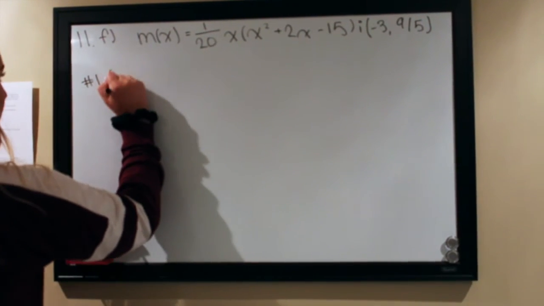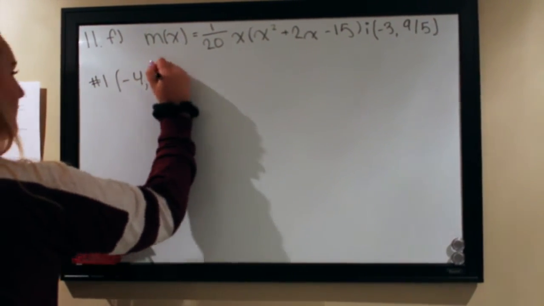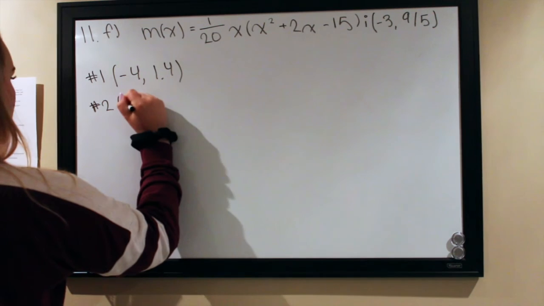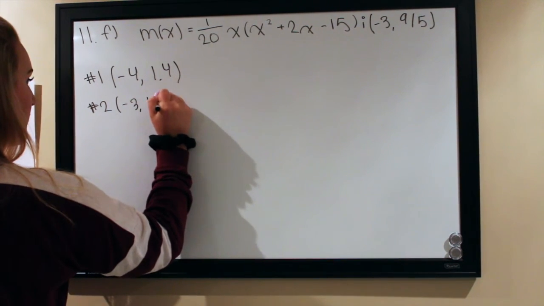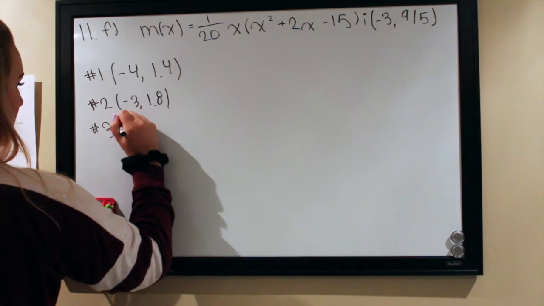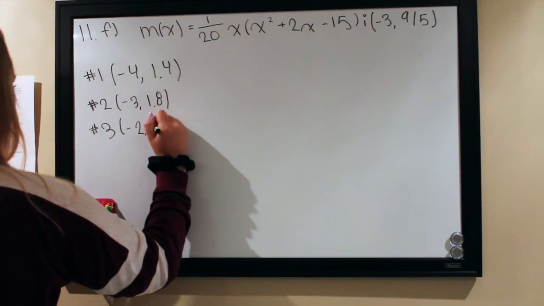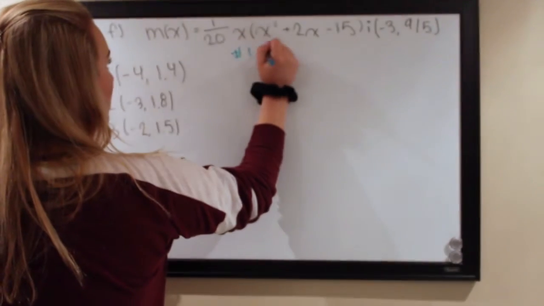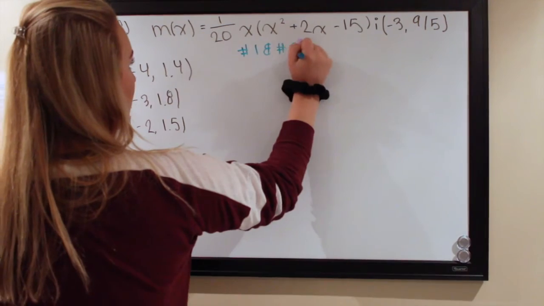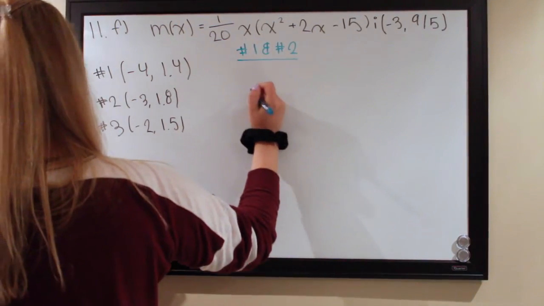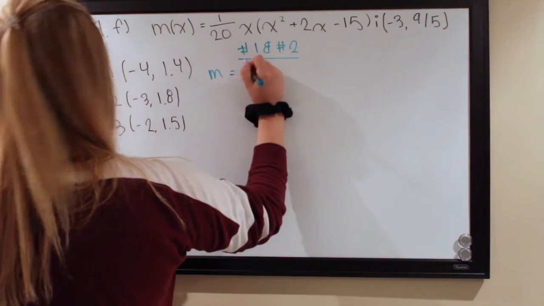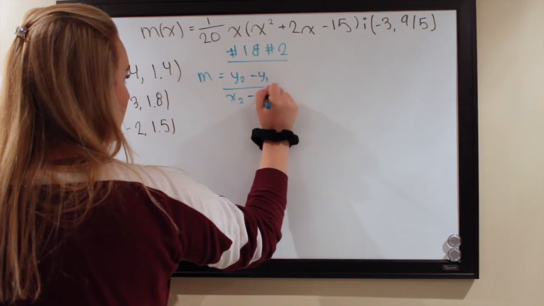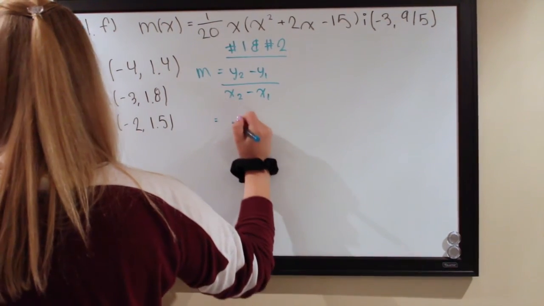To further explain why the point is a maximum, we can use the slope formula to calculate the instantaneous rate of change of the points to either side of negative 3 and 9/5. These are the coordinates that will be used in the slope calculations. Coordinates 1 and 2 are used to calculate the slope of the first tangent line. Coordinates 2 and 3 are used to calculate the slope of the second tangent line. Here, I am using the coordinates to the left and plugging them into the slope formula, y2 minus y1 over x2 minus x1.